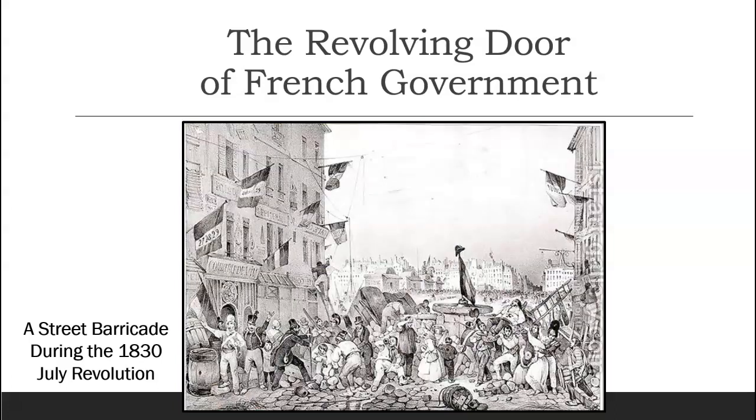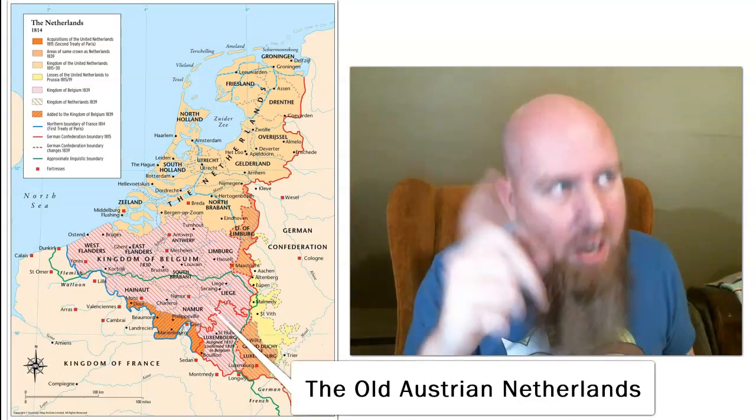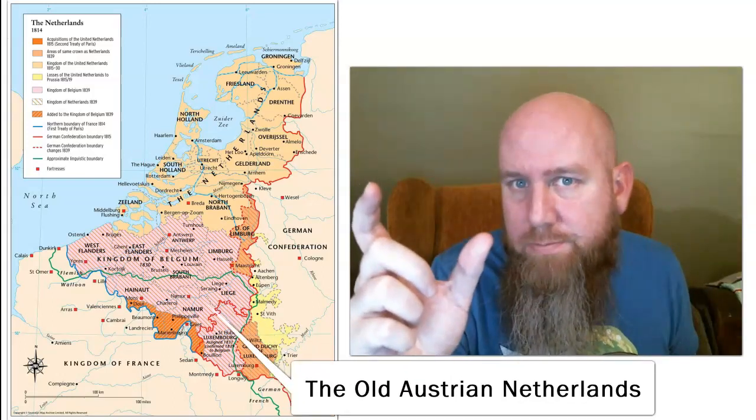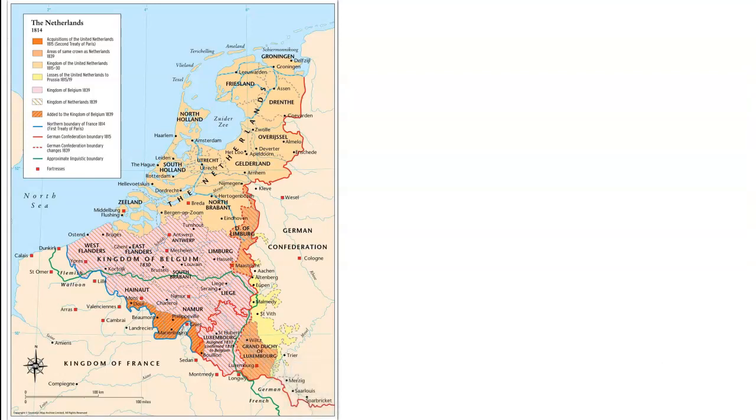This successful revolution in France actually inspired another revolt in the north. Catholics in the southern provinces of the United Kingdom of the Netherlands, what used to be the Austrian Netherlands and had been fused together with that old Dutch Republic, also proclaimed their independence from the Protestants in the north. And after a few weeks of fighting, their independence was recognized. This is how we get the Kingdom of Belgium.